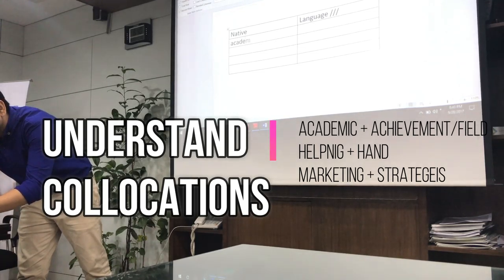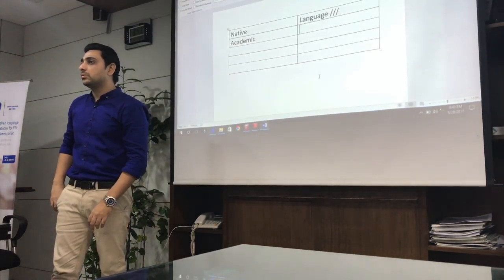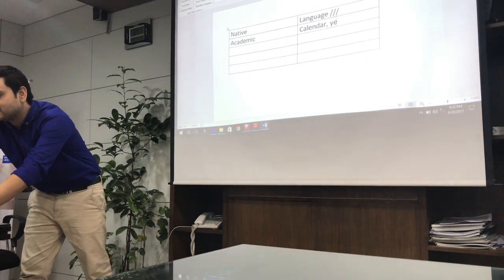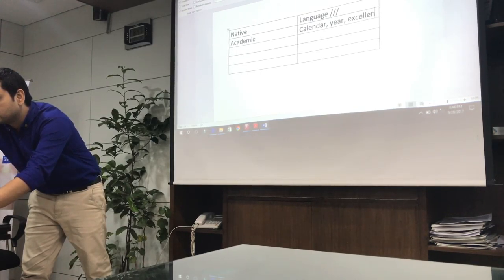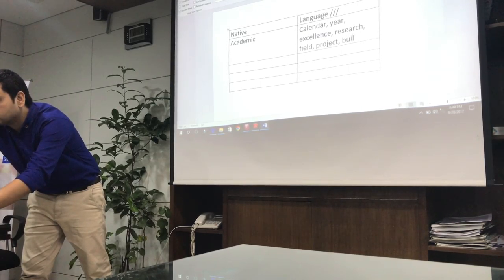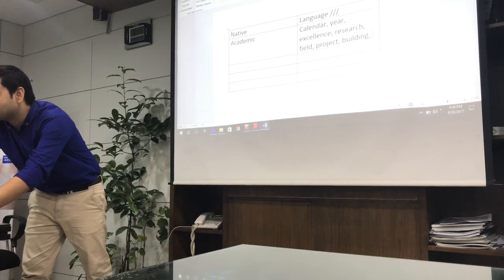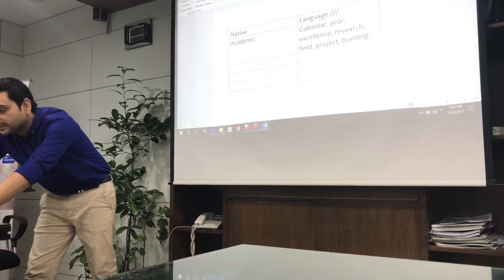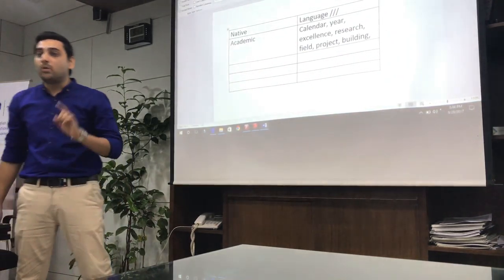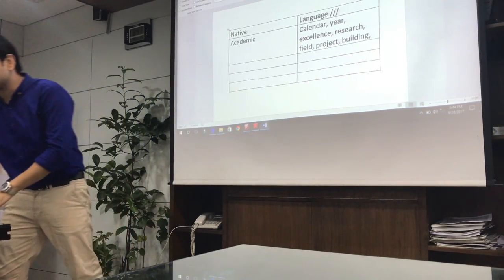Say with the word academic, what type of words can go? Calendar. Academic calendar. Year. Excellence. Research. Then field, right? Campus. Is there an academic campus? No, you just say campus. Or you say academic project. Academic building. Academic IELTS, or IELTS academic. But you can never say academic grass, can you? No. It doesn't make sense. So the most important part for this type of fill in the gaps task is collocations.